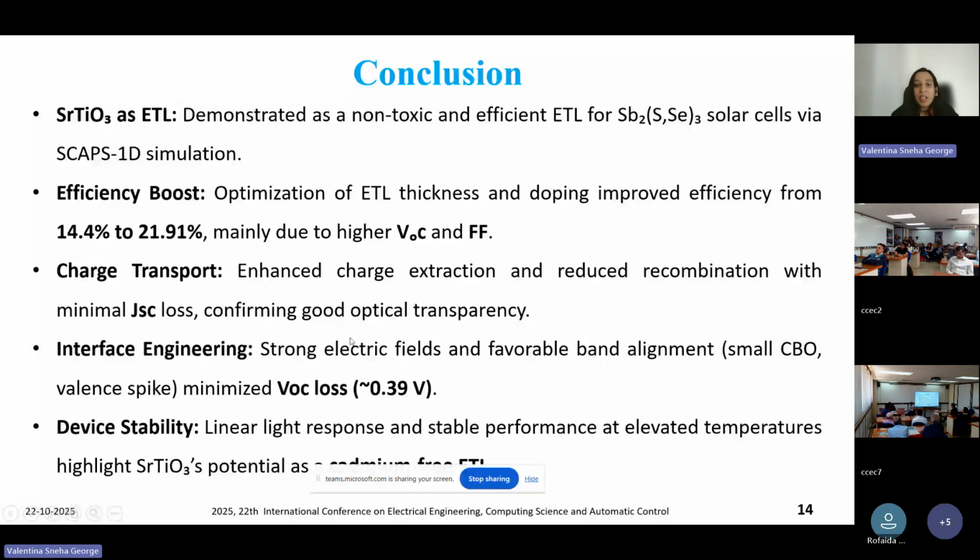Further, from the energy band alignment and electric field distributions, there is a better alignment and a strong electric field observed, due to the reduced VOC loss of around 0.39 volt, and the device is stable under varying operating conditions. Hence, we believe that this work will serve as a potential alternative to cadmium sulfide as an ETL.